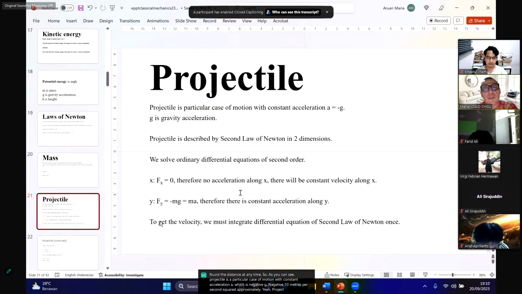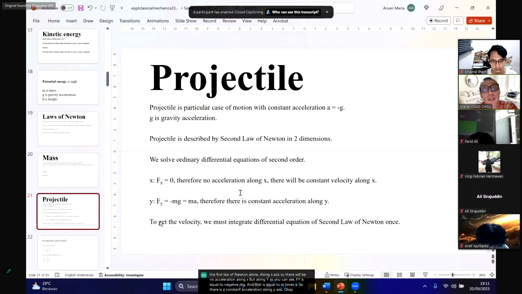Projectile motion is described by the second law of Newton in 2 dimensions. So we have x direction and we have y direction. As you can see, Fx is equal to 0, so we have the first law of Newton along the x-axis. So there will be no acceleration along x. But along y, Fy is equal to negative mg, and that is equal to m times a. So there is a constant acceleration along the y-axis.